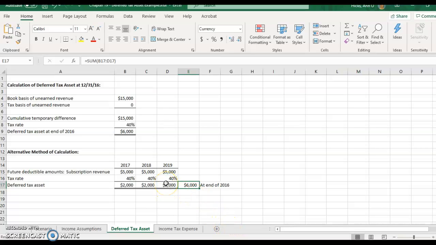Okay. Very similar approach to the deferred tax liability calculation. It's just a difference as to whether or not you're going to have a liability on your financial balance sheet or an asset.